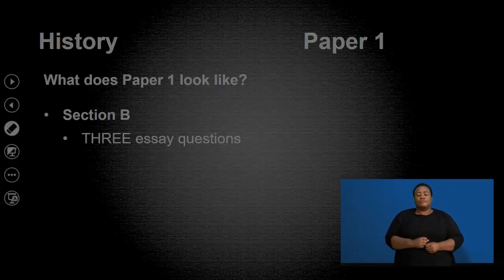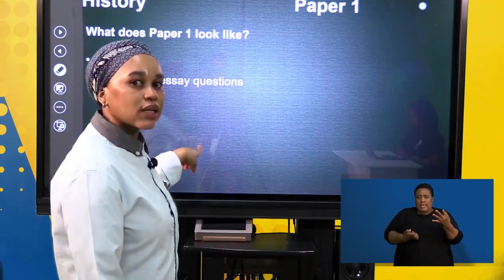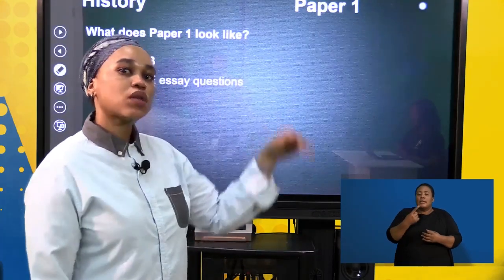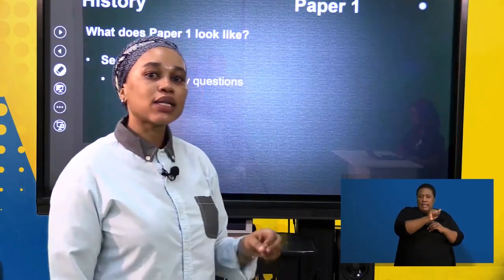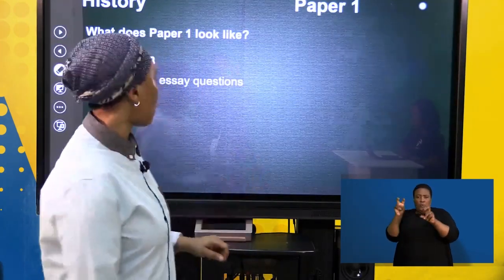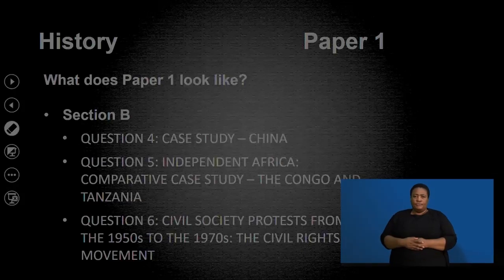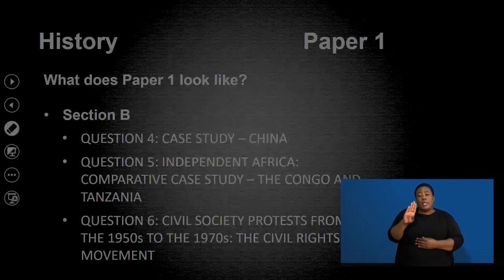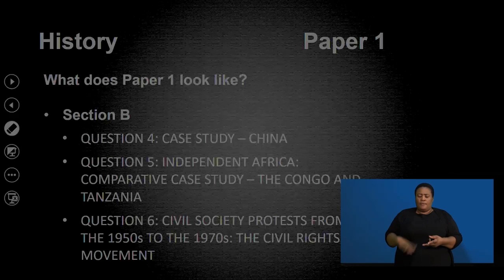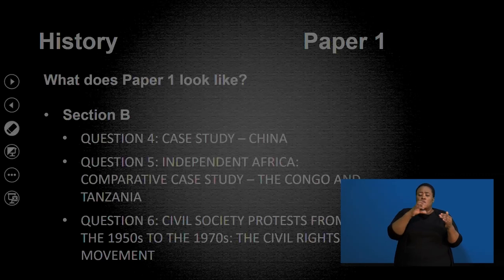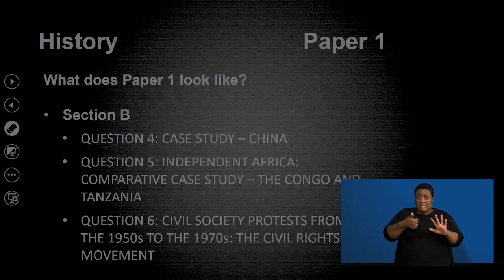Now let's move on. Section B consists of 3 essay questions. So, as I did with Section A, I'm going to show you the different topics that are contained in Section B. That is your essay topics. So, if you look at Section B, question 4, the case study is China. Question 5 is independent Africa. So, there is a comparative case study there of the Congo and Tanzania. And then question 6 is civil society protests from the 1950s to the 1970s, the civil rights movement.